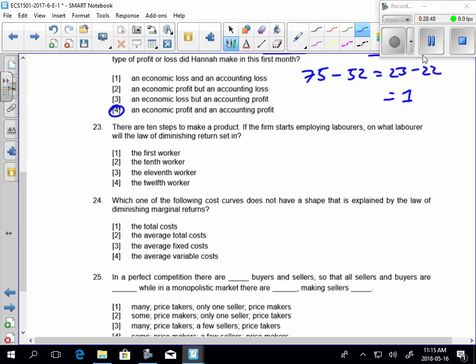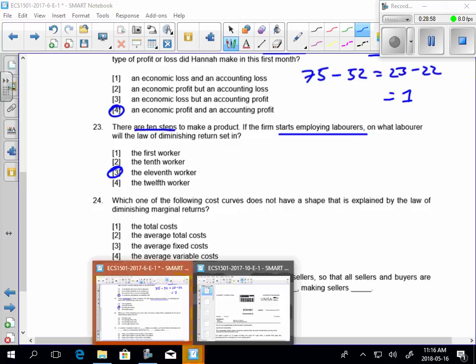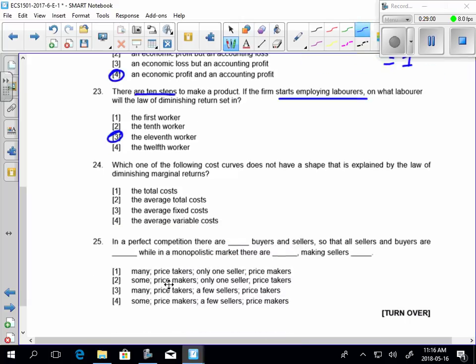All right, 23. All right, so like we said, 10 steps to make the product, 10 laborers. So when you hire the 11th laborer, you see the law of diminishing return set in. Which one of the following cost curves does not have a shape that is explained by the law of diminishing marginal returns? Your average total costs.